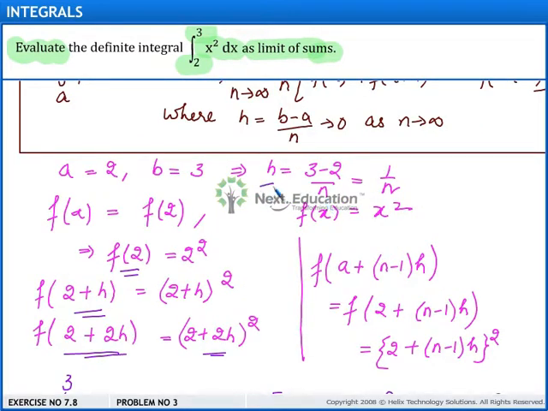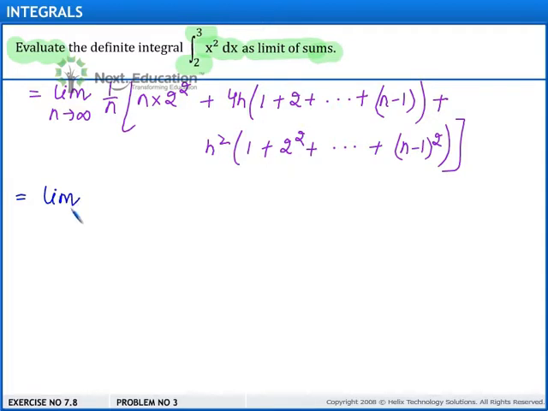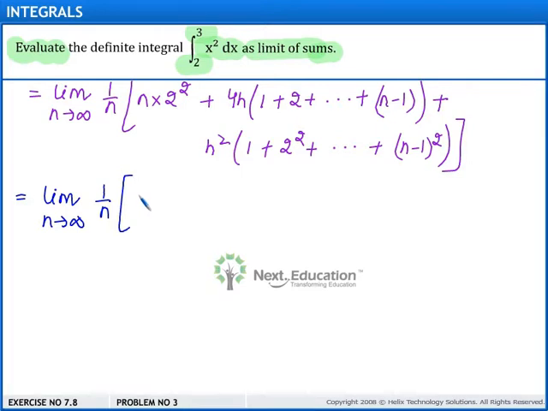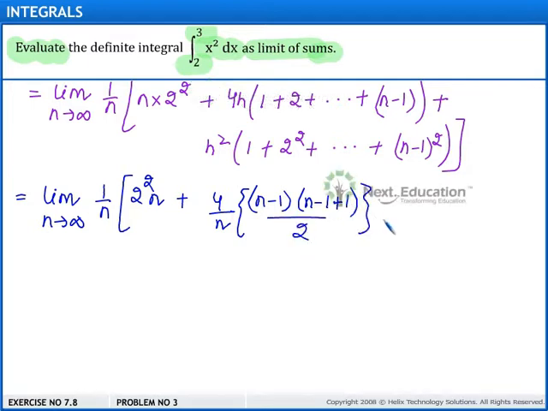Now h is equal to 1 upon n, so substituting here, this can further be written as limit as n approaches infinity 1 upon n. We have 2 square into n plus, h is 1 upon n, so replacing h by 1 upon n, we have 4 upon n into. Now the sum of first n minus 1 terms is given by (n minus 1) into ((n minus 1) plus 1) divided by 2, plus h square, that is 1 upon n square.